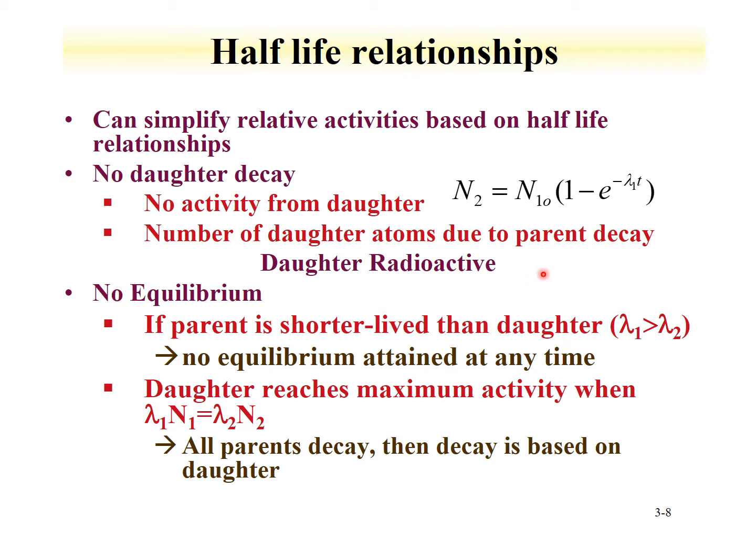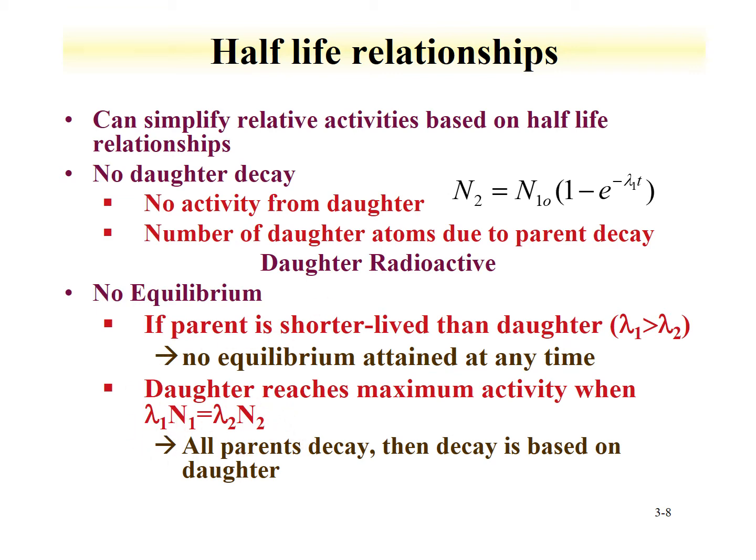And let's say the daughter is radioactive. There are a few different cases where there's no equilibrium. And equilibrium means that eventually the relationship between the decay of the parent and the decay of the daughter would be established. If the parent is shorter lived than the daughter, or if the decay constant of the parent is much larger than the daughter, no equilibrium is attained. The daughter reaches a maximum activity when this condition is solved.